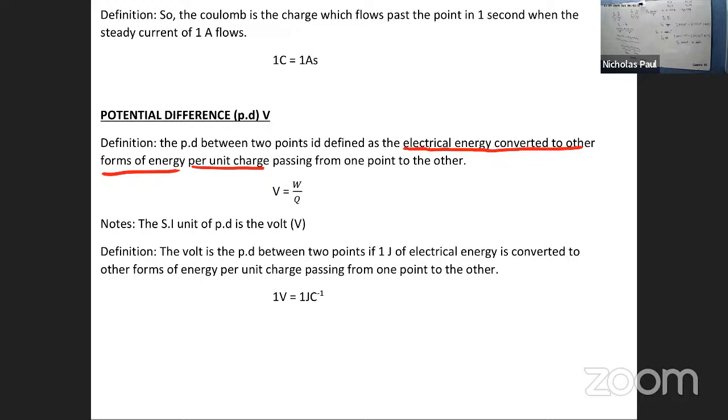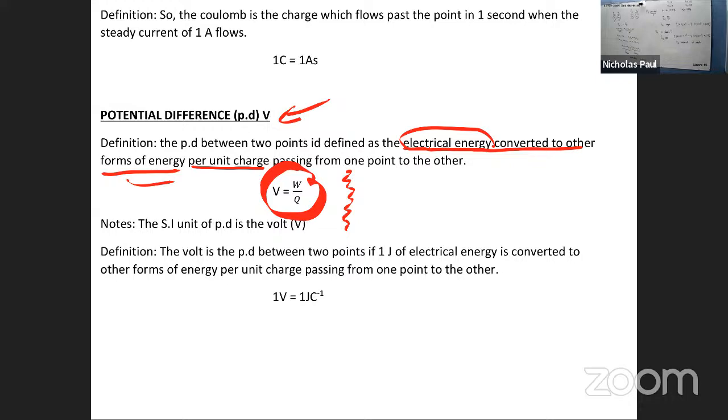Electrical energy converted to other forms per unit charge. Okay? Electrical to other forms, right? Per unit charge, that's the definition for potential difference. Are you okay with that?